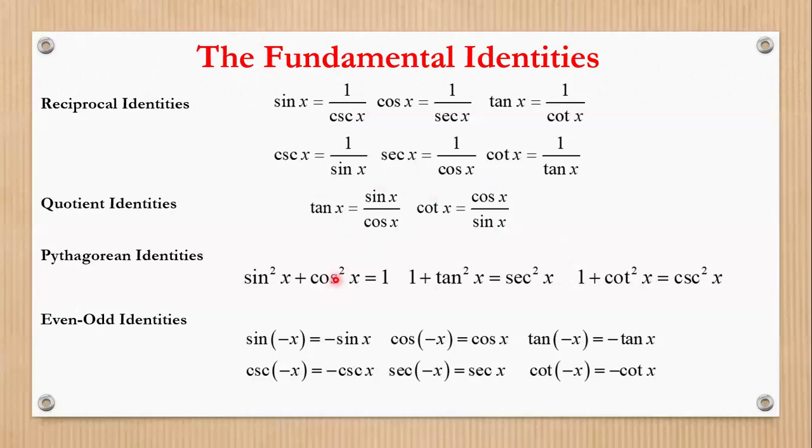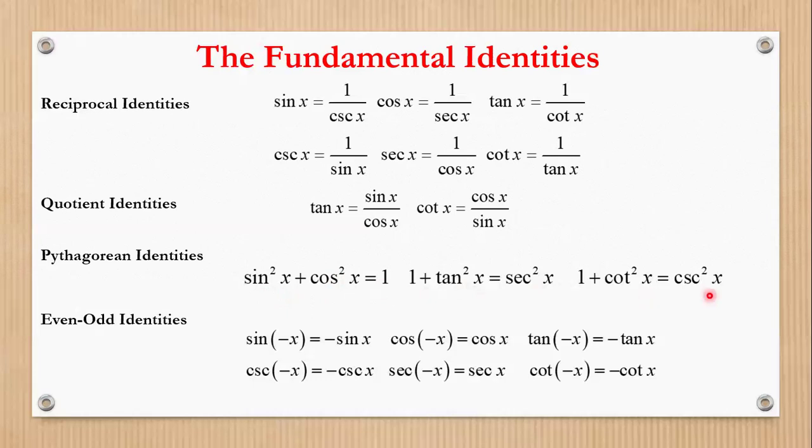We also have Pythagorean identities. Those identities come from adding two squares. For example, sine square plus cosine square is always equal to 1. That's one of the Pythagorean identities. Or we say 1 plus tangent square is always equal to secant square. 1 plus cotangent square is always cosecant square.